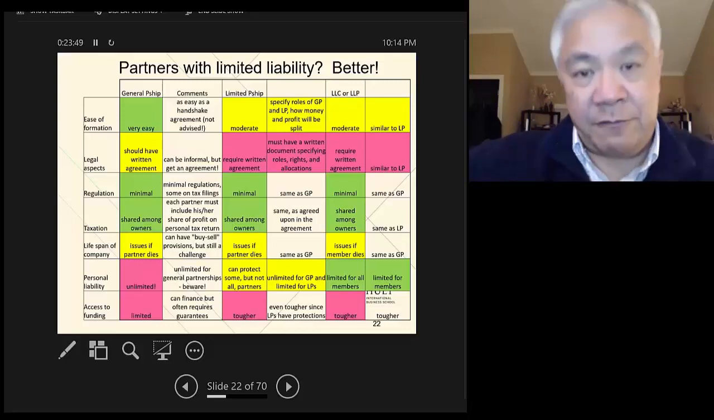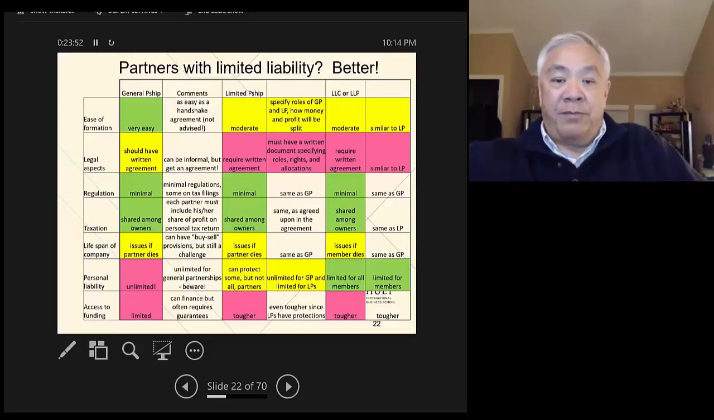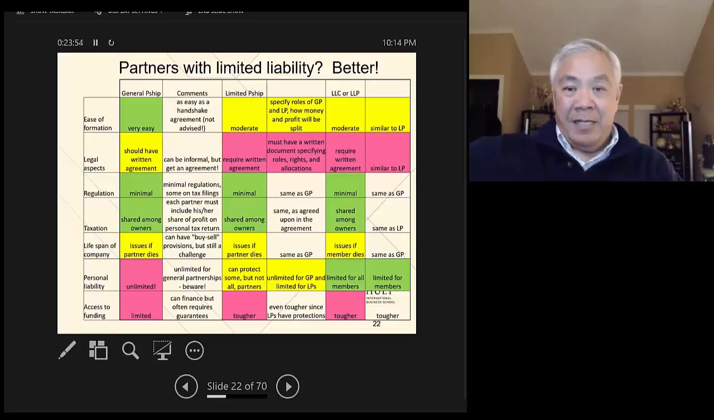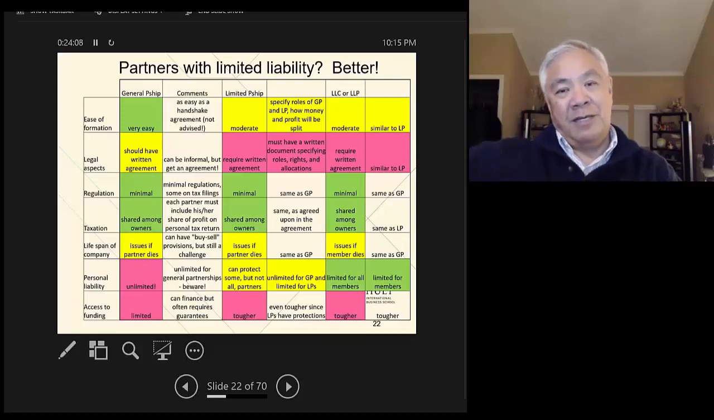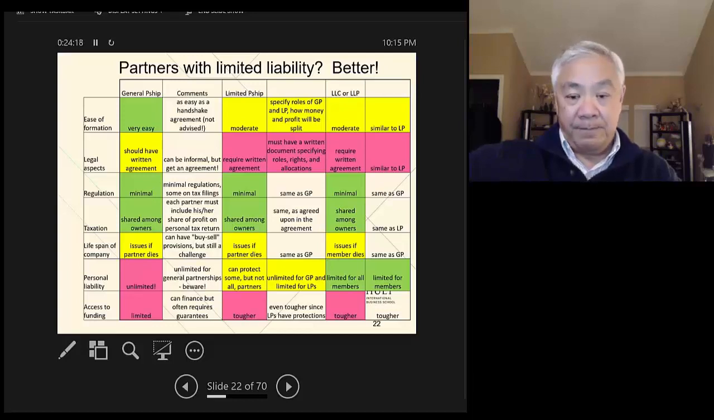Access to funding, a little tougher because now you have fewer people to go after. So if you're a banker and you lend to a general partnership and there are four partners, you can go after any of the four. If you loan to a limited partnership, you can only go after the general partner. So if there's one general and three limiteds, you can only go after one. So it's quite a bit less security for the banker and therefore less attractive as a loan for the banker.